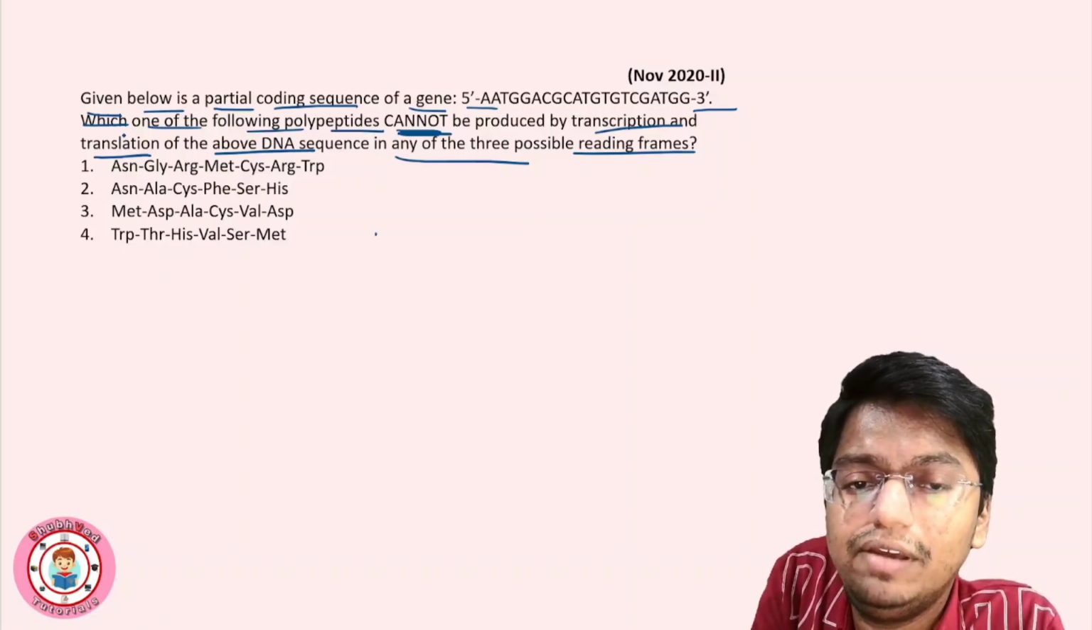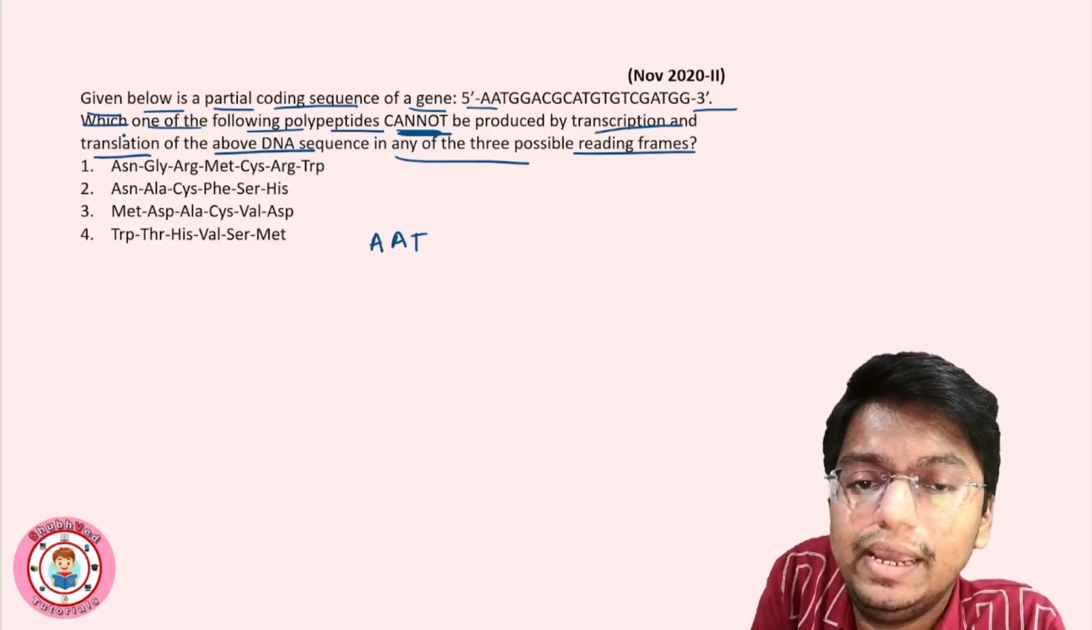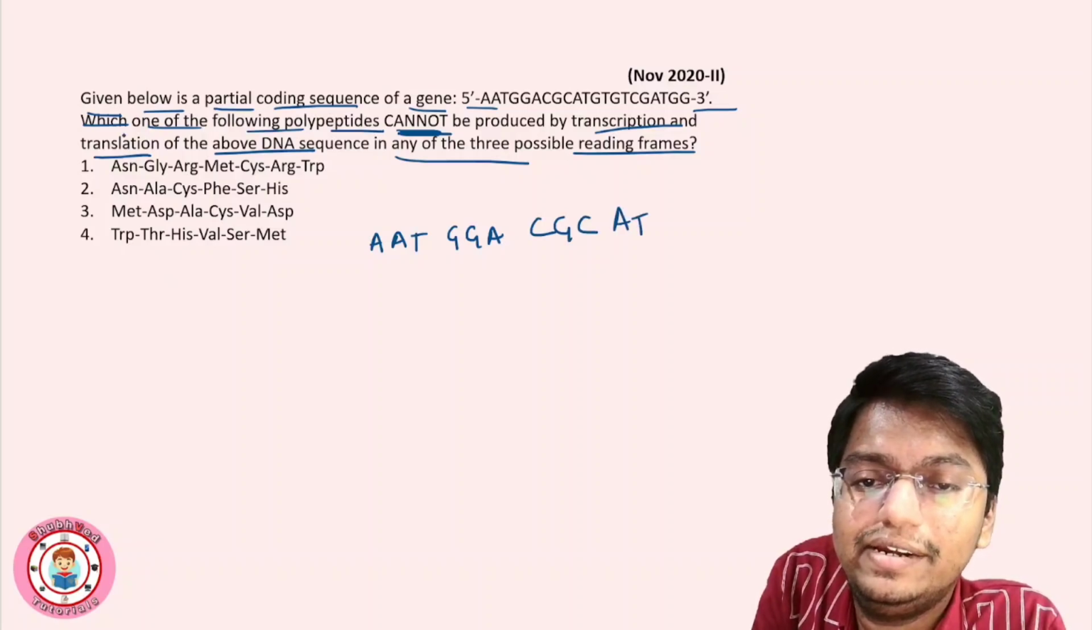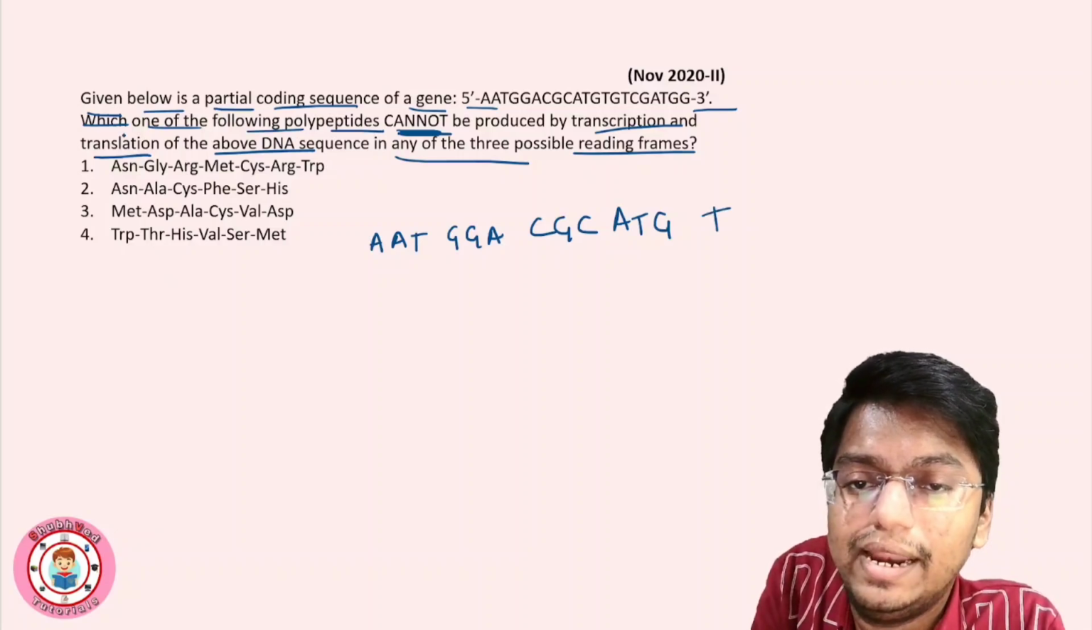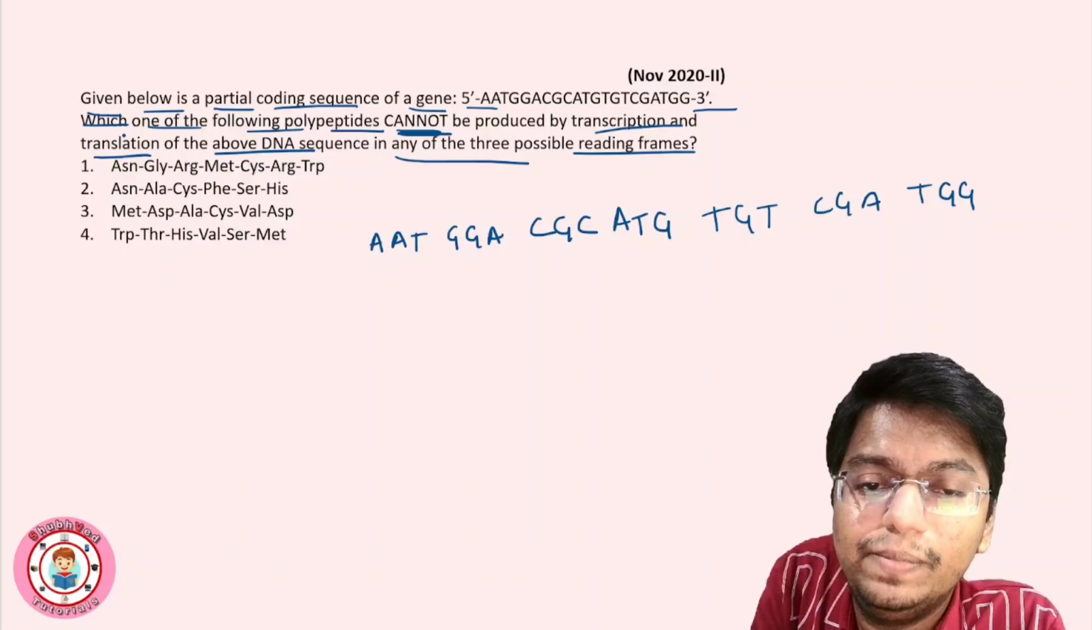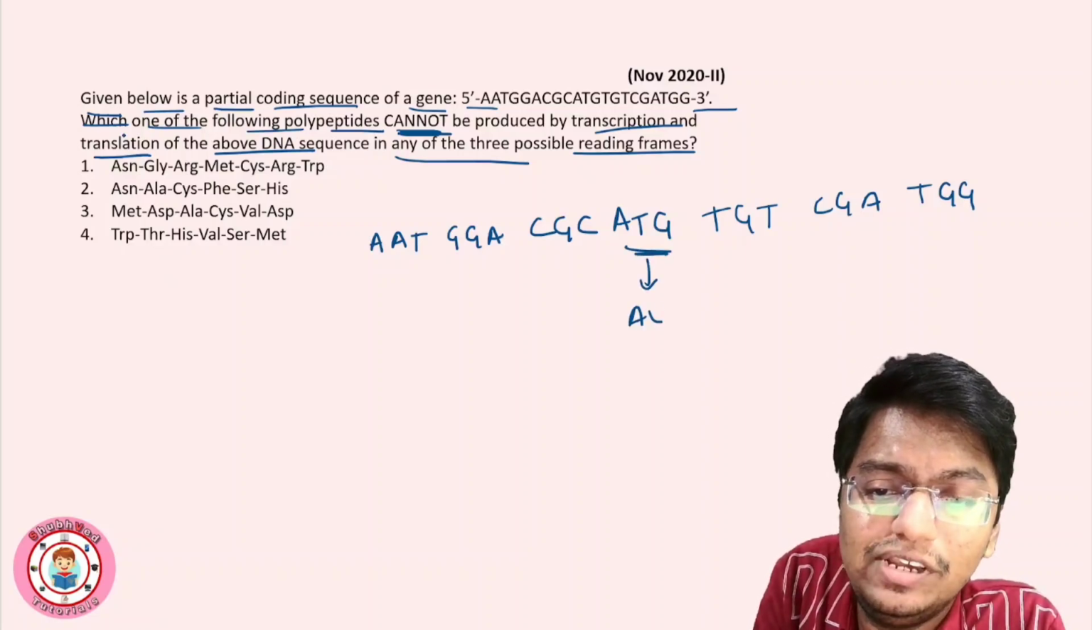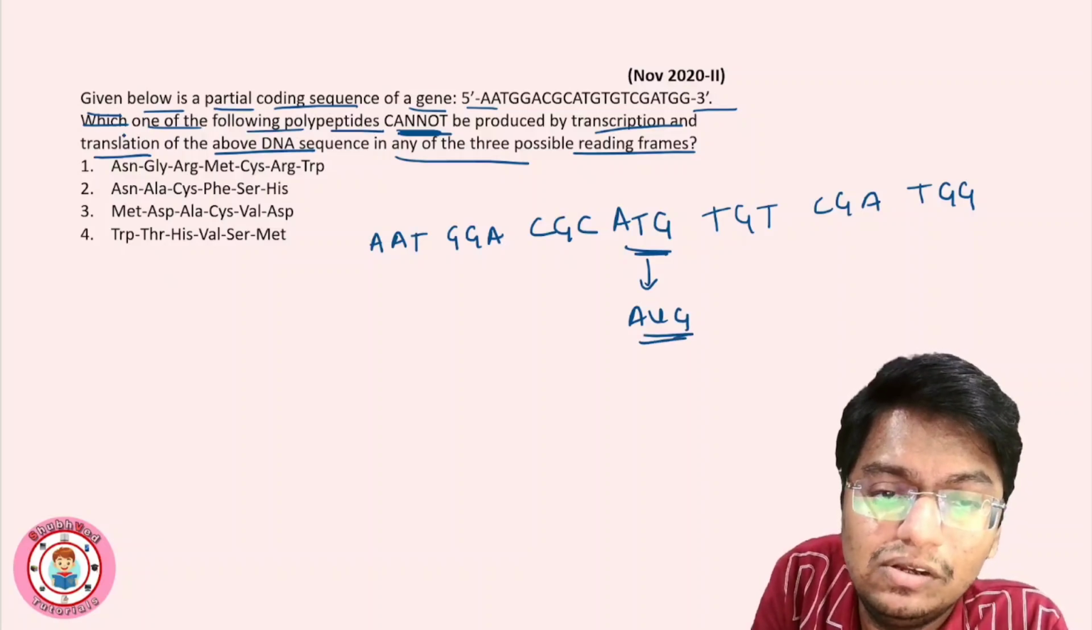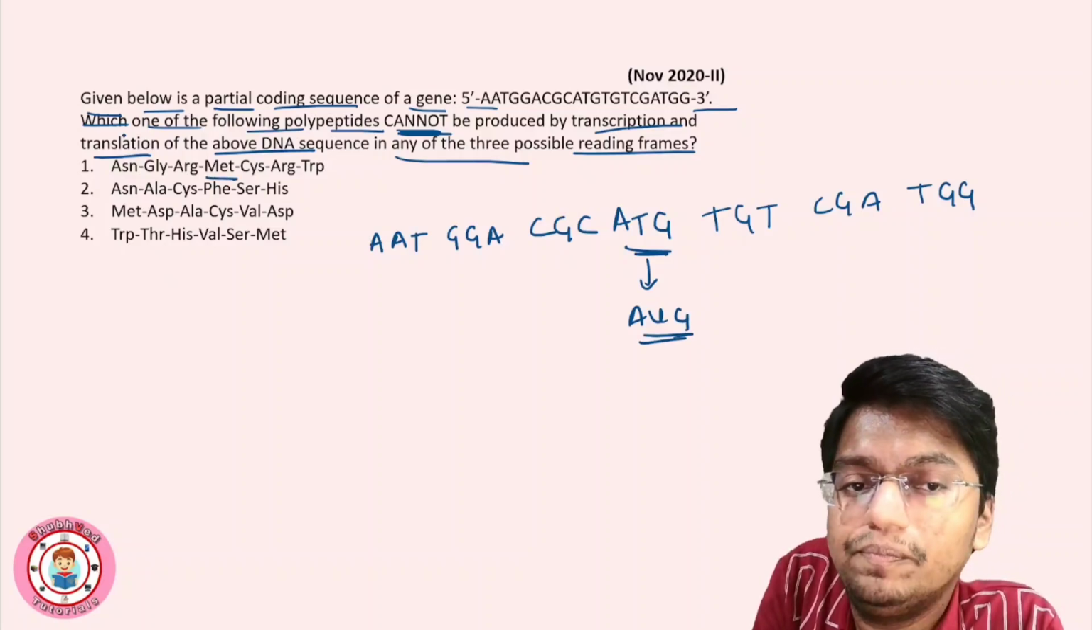So first reading frame will be starting from AAT, GGA, CGC, ATG, okay, then TGT, TGA, TGG. Got it? This is the first reading frame. तो यहाँ पे ATG, AUG है, which is methionine again. तो methionine ये first option से confirm होगा.